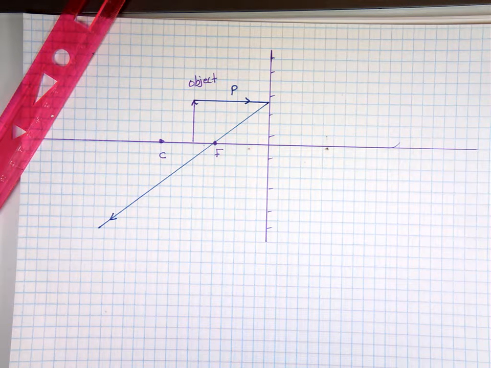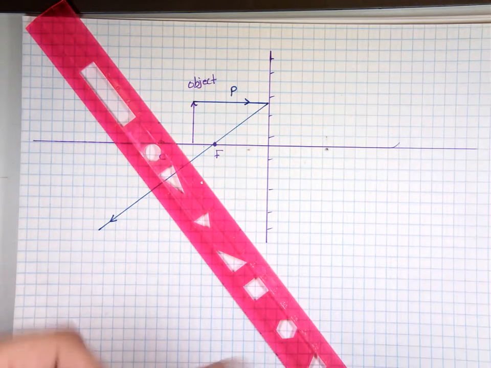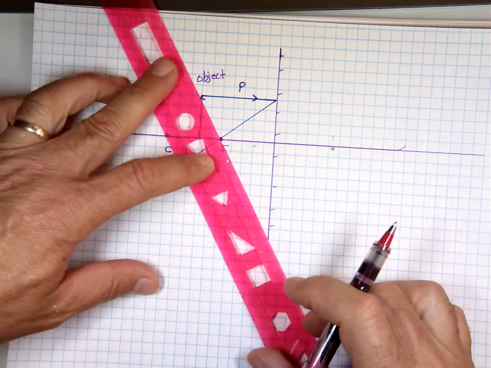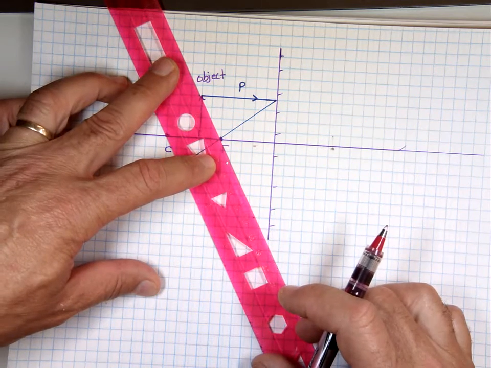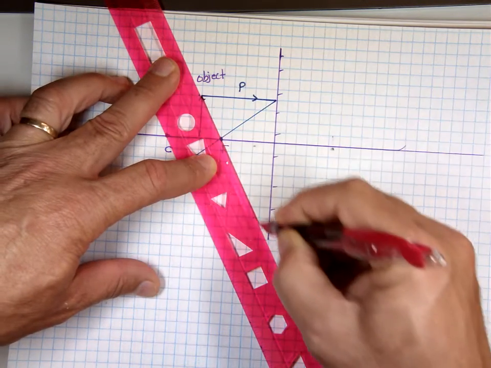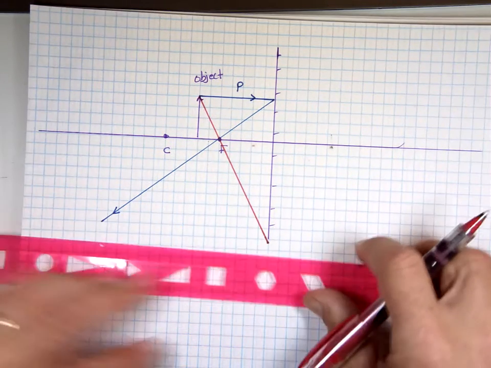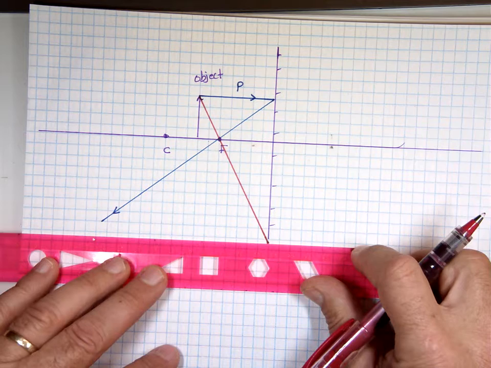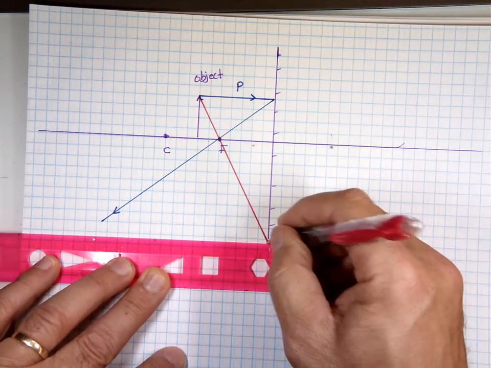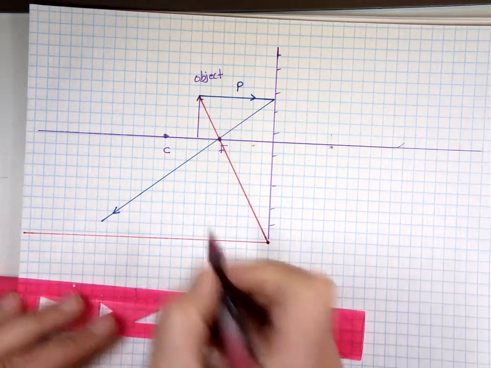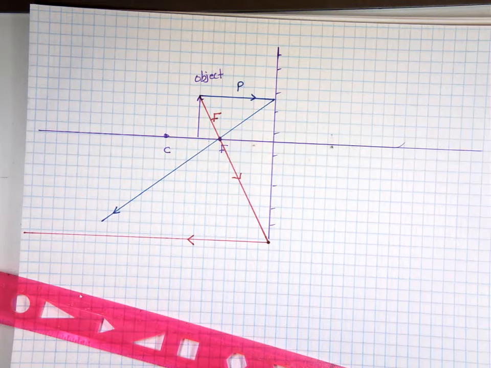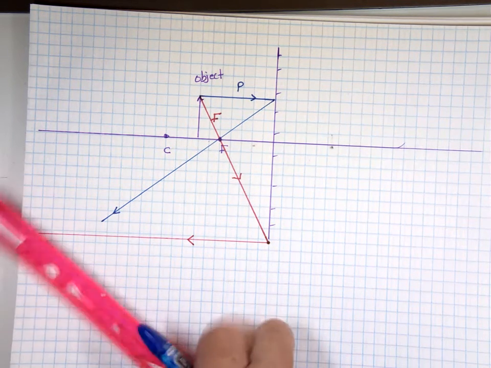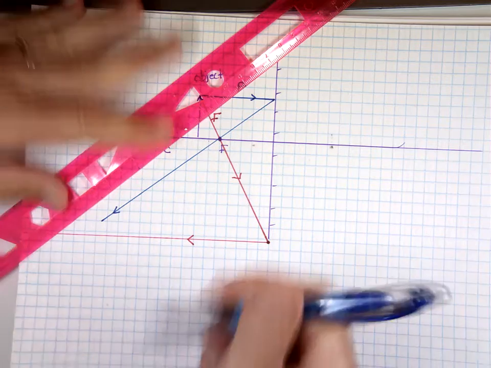The F-ray, I use red for that. That goes through the focal point. And when it hits the mirror, it comes out which way? Parallel, right? That's the F-ray. Again, where the two of them meet, that's where your image is going to be. I'll make this longer.